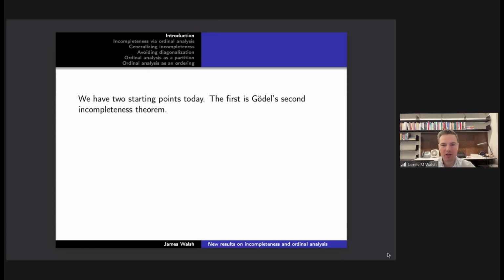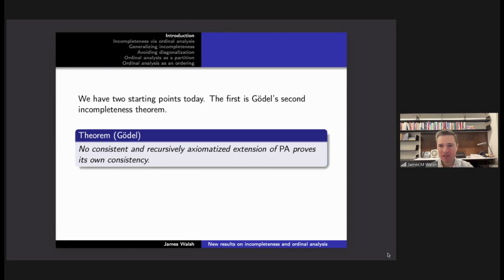And the first starting point is Gödel's second incompleteness theorem. So I'm just going to remind you, I have a statement of the theorem right here. It's not the most general statement of the theorem that we could give, but it's going to do for today. So this says no consistent and recursively axiomatized extension of PA proves its own consistency. Now, as I mentioned, this is not the most general statement we could give, so we could instead state this for some much weaker subsystem of PA, but we're fine with PA for today.